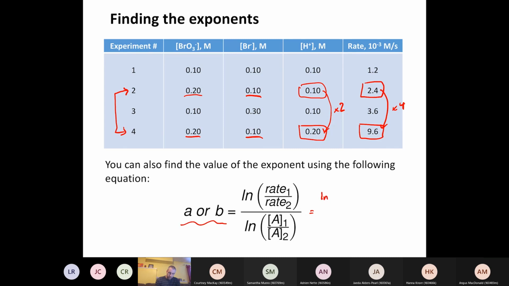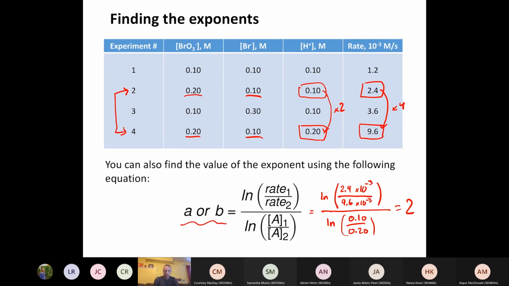where we would say natural log of rate 1, 2.4 times 10 to the minus 3, over rate 2, which is 9.6 times 10 to the minus 3, over natural log of concentration 1, 0.1 molar, over 0.2 molar, and solve it that way, and that'll give you the exponent as well. So there's multiple ways you can consider doing this. Whichever way you find makes more sense.